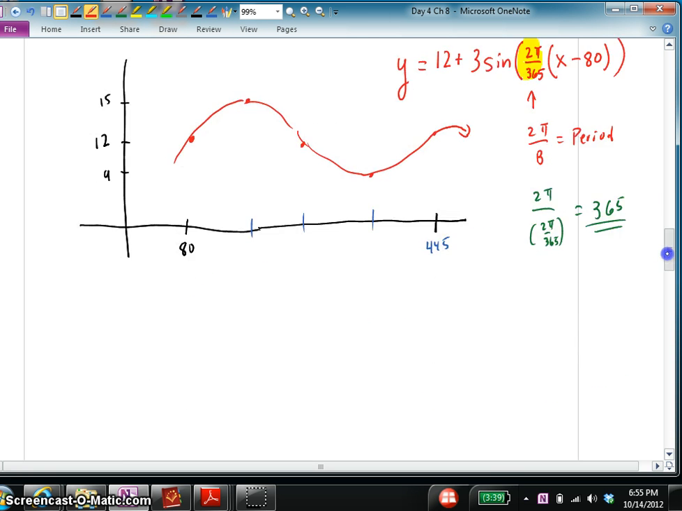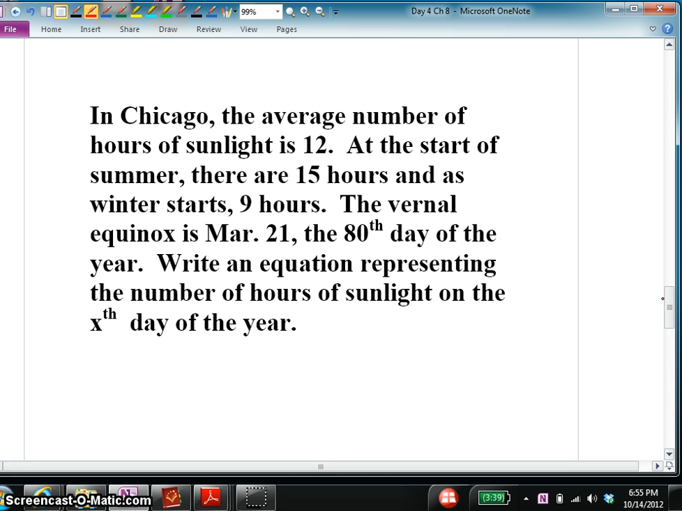All right, so we move on to the next problem. It says in Chicago, the average number of hours of sunlight is 12. At the start of summer, there are 15 hours of daylight, and as winter starts, there's 9 hours. The vernal equinox, that's the first day of spring, by the way, is when the amount of hours of daylight and non-daylight are the same. It says write an equation representing the number of hours of sunlight on the xth day of the year.